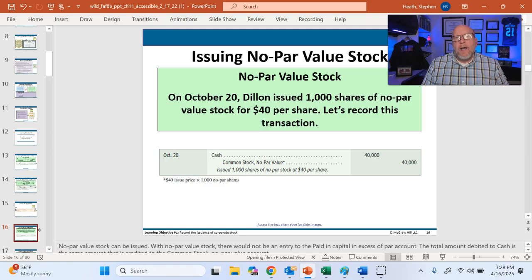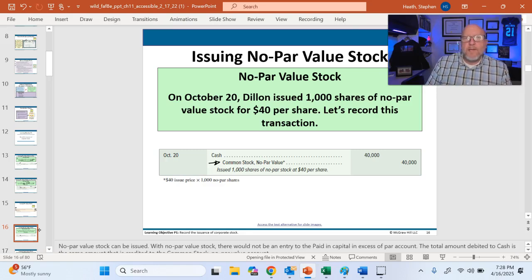Okay. I have common stock that we could issue. It's a different type of common stock and it has no par value. And since it has no par value, we would just have one bucket that it goes into, and it would be the common stock that has no par value.